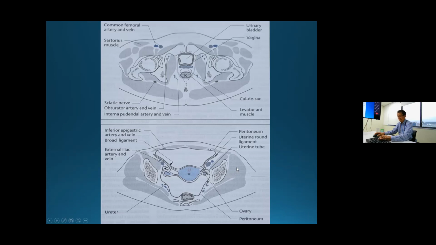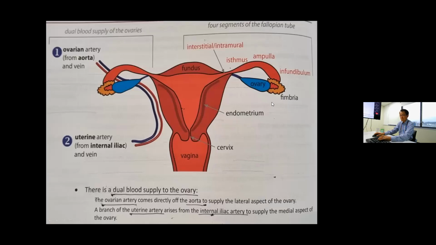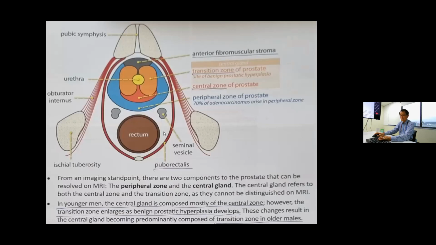Here, another diagram. There's the ovary and infundibulum here. Okay, here in the male you have the peripheral zone, and the central gland has an anterior transitional zone and, at the back, the central zone. It's all together the central gland. 80% of tumors are in the peripheral zone, but 20% are in the transitional zone. Normally hypertrophy is all here after maybe age 50. A hypertrophy nodule looks like cancer, you cannot separate them. But the important thing is the surrounding environment: seminal vesicle here, perirectal, even lymph node or extracapsular area.